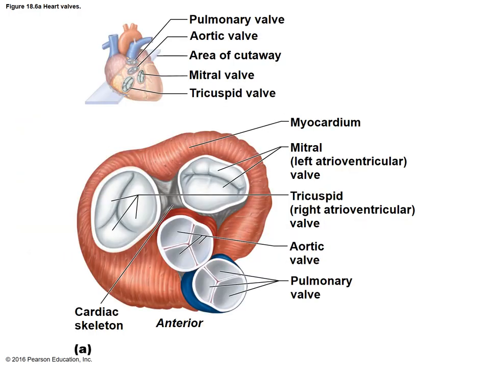Once again, here is a cross-section on this diagram, and with the AV valves, you can definitely see the mitral or the bicuspid has 2 cusps, and the tricuspid has 3.